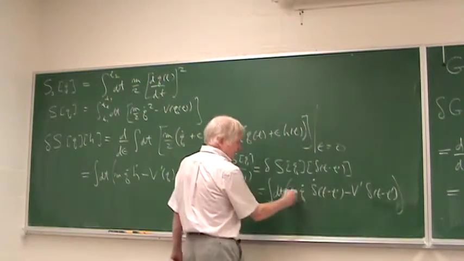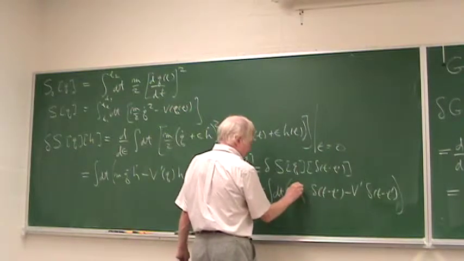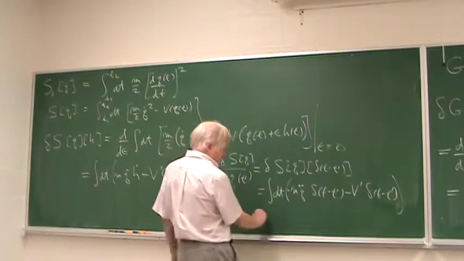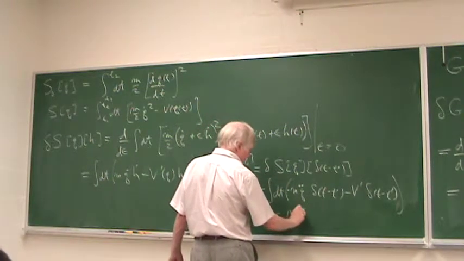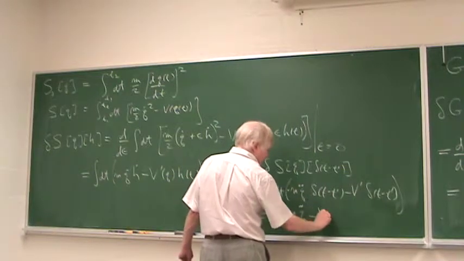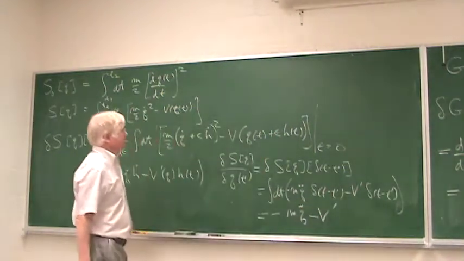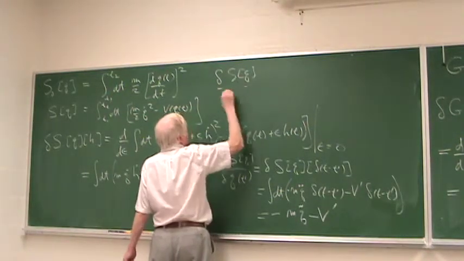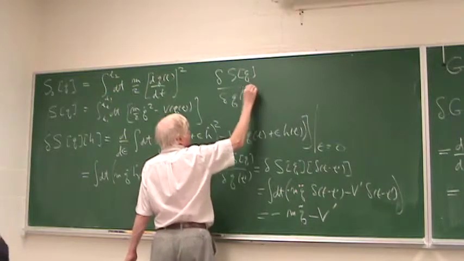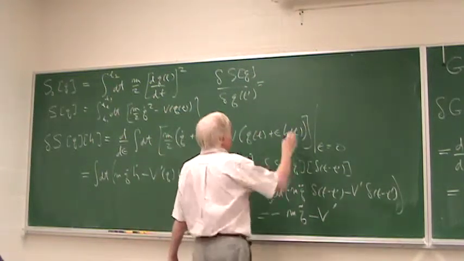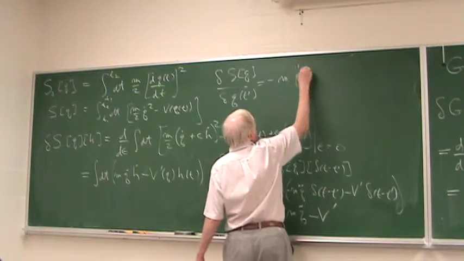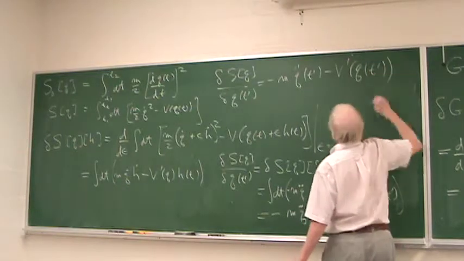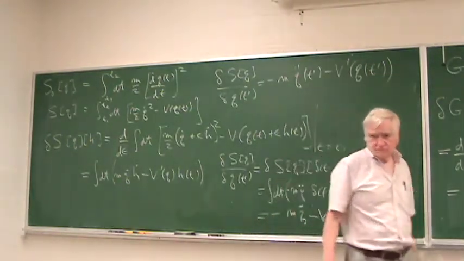And now we can integrate the delta function by parts, and we get a double dot here and a minus sign. And now the delta function projects out just minus m q double dot minus V prime. So that's our answer. We name the invariant derivative of S cubed with respect to Q of T prime: it is minus m Q double dot of T prime minus V prime of Q of T prime. Okay?